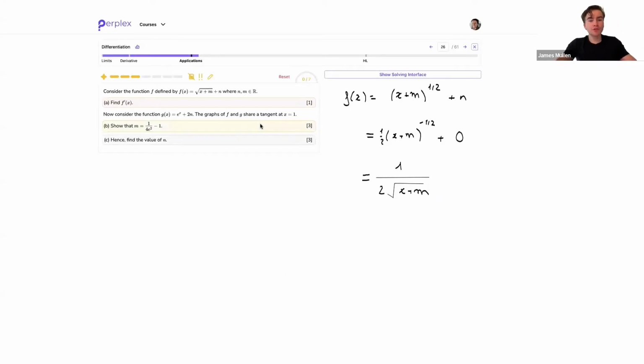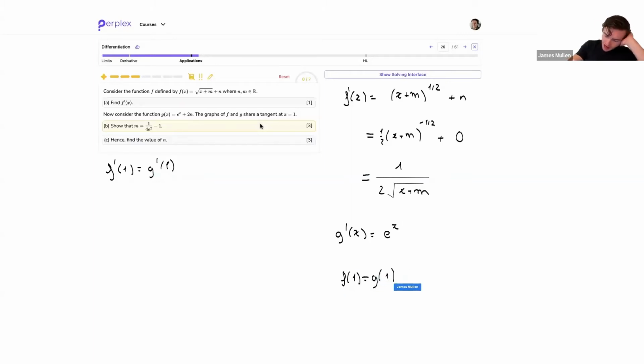Now, in part B, we're told that the second function, g of x is equal to e to the x plus 2n, has a common tangent with f at x is equal to 1. So, g prime of x is just equal to e to the x. And if they have a common tangent, it means two things. It means that f prime of 1 is equal to g prime of 1. And it also means, and we'll use this later, that f of 1 is equal to g of 1.